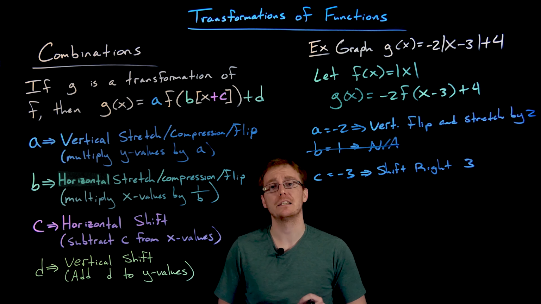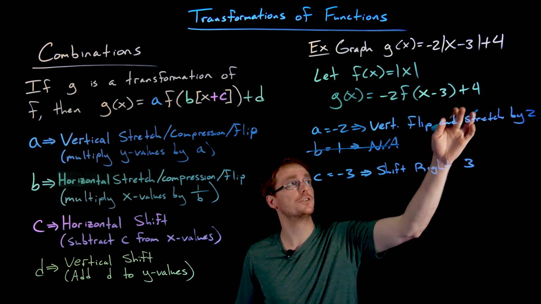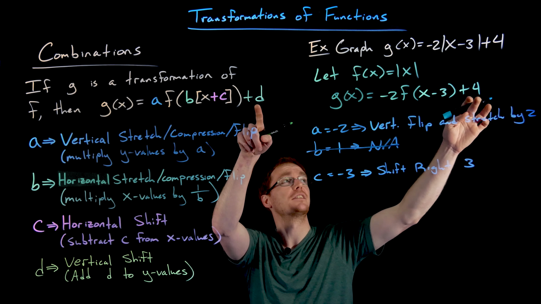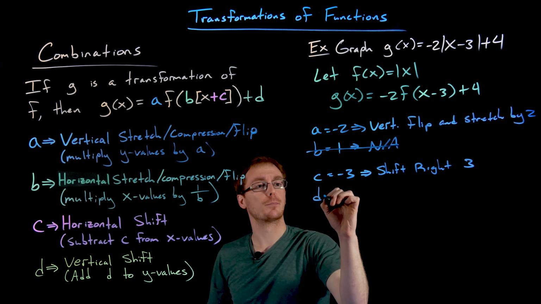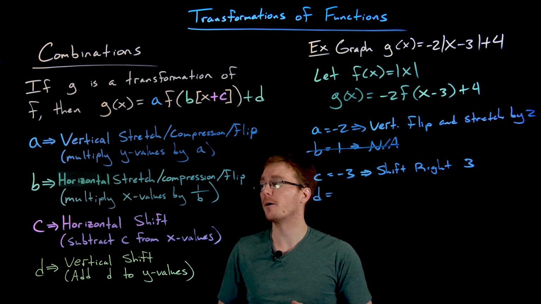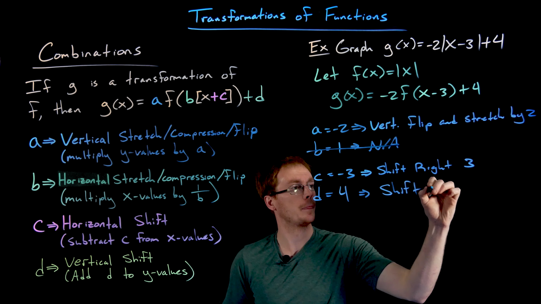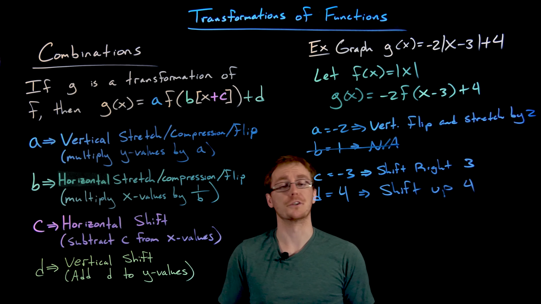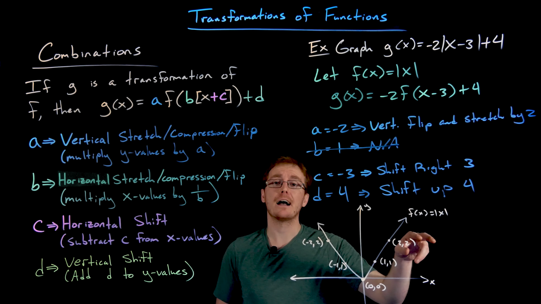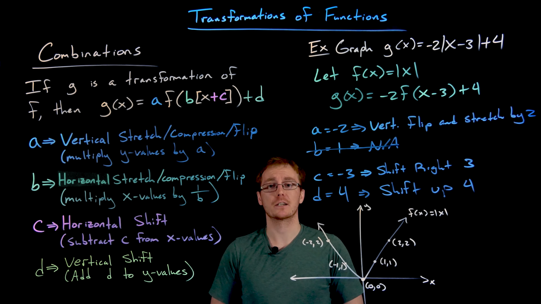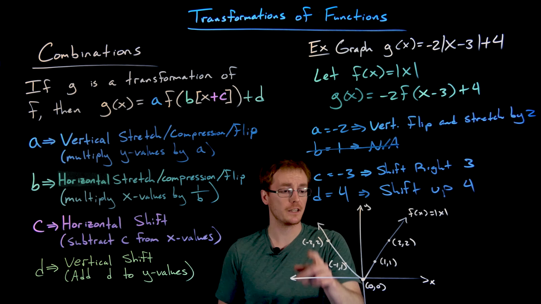We're going to add 3 to all those original x values. The last piece we have to work with is that +4. That's like our parameter d in our general form, and that corresponds to a vertical shift up 4 units.